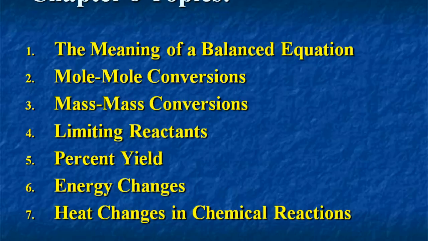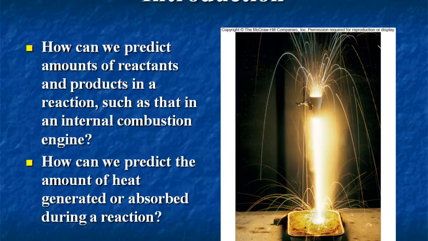Okay? So these are the topics we are going to do in this chapter. We are going to start with, what do we mean by a balanced equation? What is the meaning of it? So how can we predict amounts of reactants and products in a reaction, such as that in an internal combustion engine.